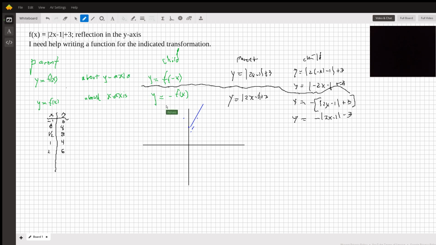And get the other line. So that's my original graph. Now, if I want to reflect about the y-axis, remember this was a half here, so the reflection is going to be here.